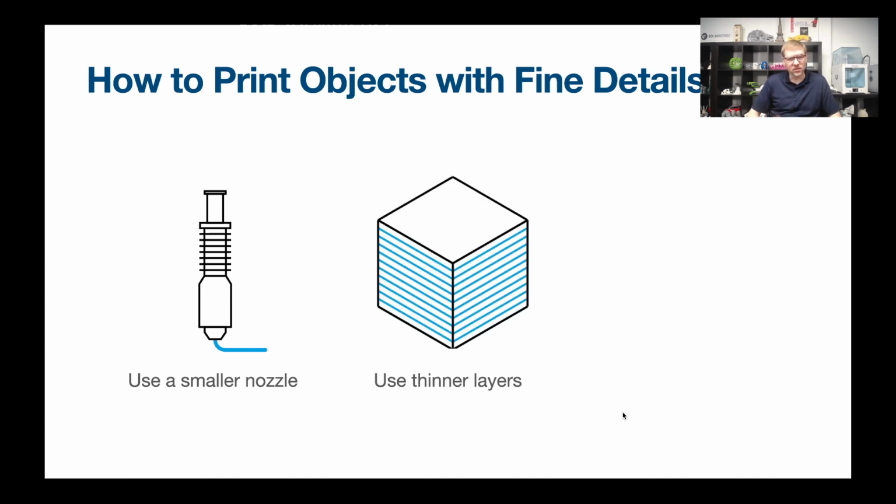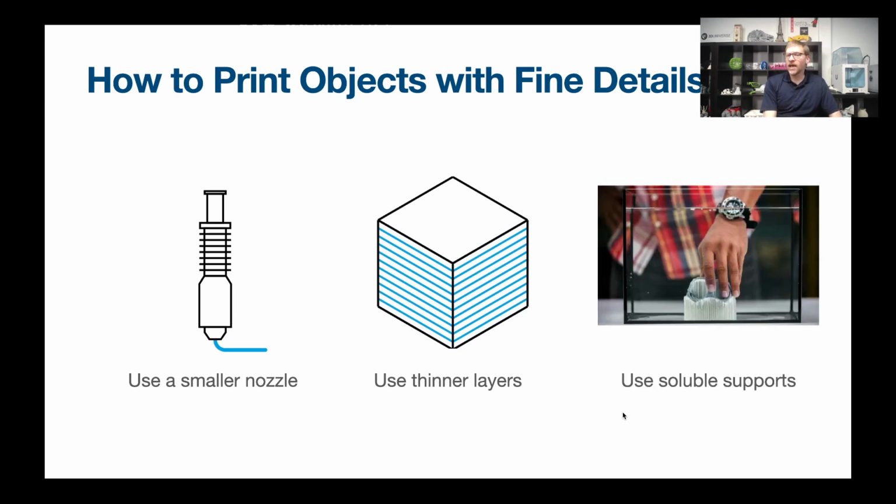Use thinner layers. If you go to that 0.05, 50 micron layer height, or 60 microns, or 100 microns, 0.1, anything in that range, I'd say 50 to 100 microns is a really good range for a very high quality print. And maybe use soluble supports if that's an option. If you have a dual extrusion printer, you're going to be able to get a lot nicer detail if you're using soluble supports on certain surfaces, I should say.